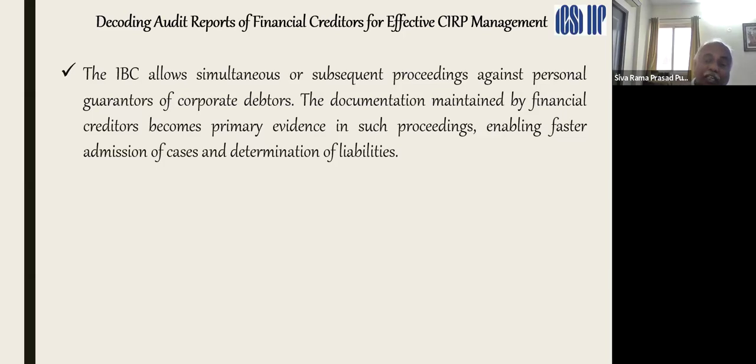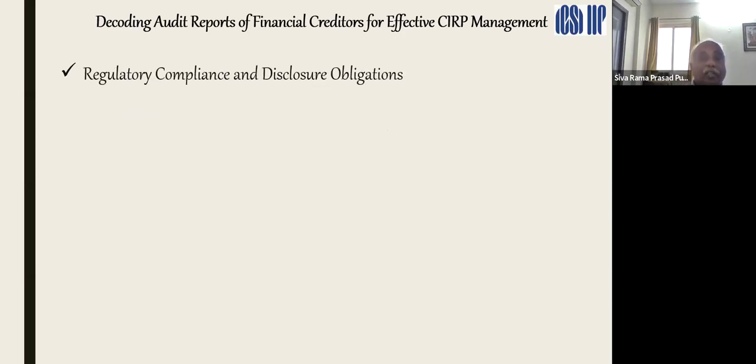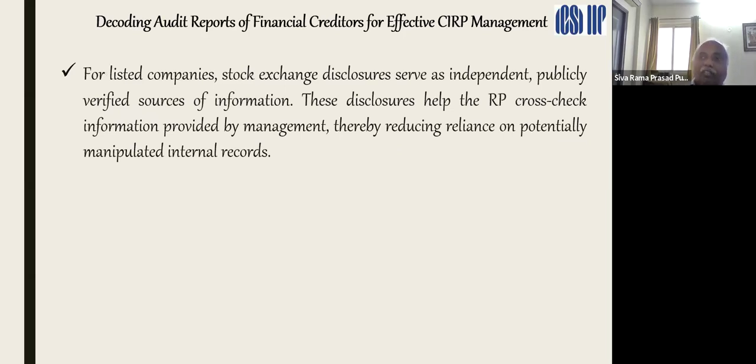Such proceedings enable the faster admission of the cases, determination of the liabilities, regulatory compliance, and disclosure obligations. For a listed company, stock exchange disclosures serve as an independent, publicly verified source of information. These disclosures help the RP cross-check the information provided by the management, thereby reducing the reliance on potentially manipulated internal records. So here, the information is available, even though the company is not functioning and management is not supporting. But if at all you want to restructure the financial statement in one way or other, sources are available to fulfill the information gaps.